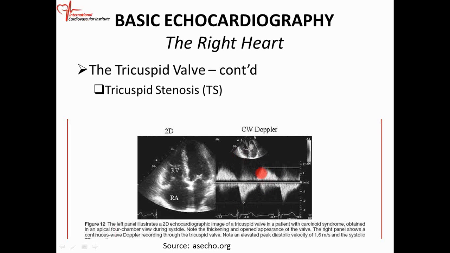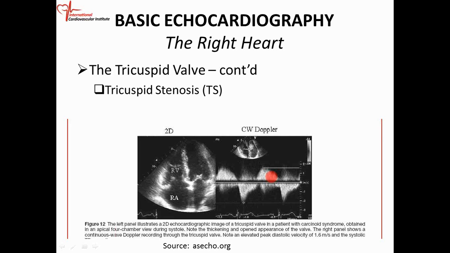This is continuous wave Doppler. This is what stenosis looks like, just using the same principle as in mitral stenosis. But what you're going to do is plane this to get the gradient. There shouldn't be any significant gradient across the tricuspid valve.